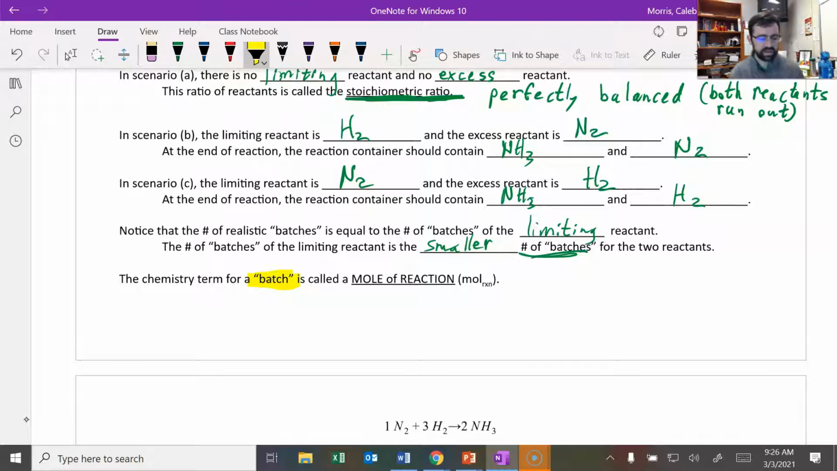And then this word batch, we don't really use that in chemistry. I'll use it kind of to remind you what this is, but the technical term, the chemistry term for a batch, is mole of reaction. MOL RXN is usually how it's written. That comes up a lot more in AP chemistry, but it's a useful term to know in pre-AP chemistry as well. On the next page, we're going to go a little deeper and learn how to solve these in word problem form.